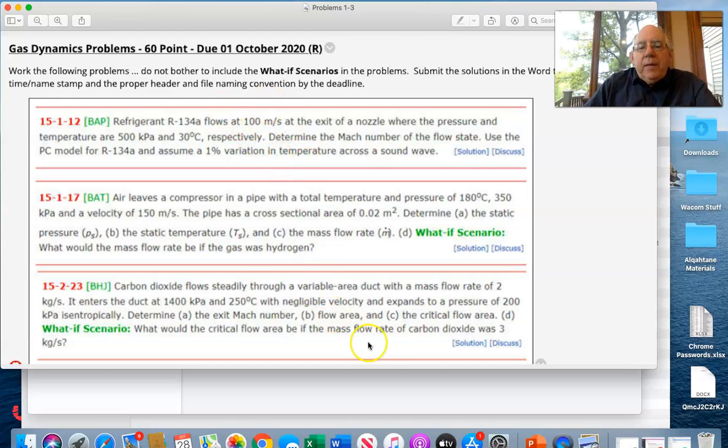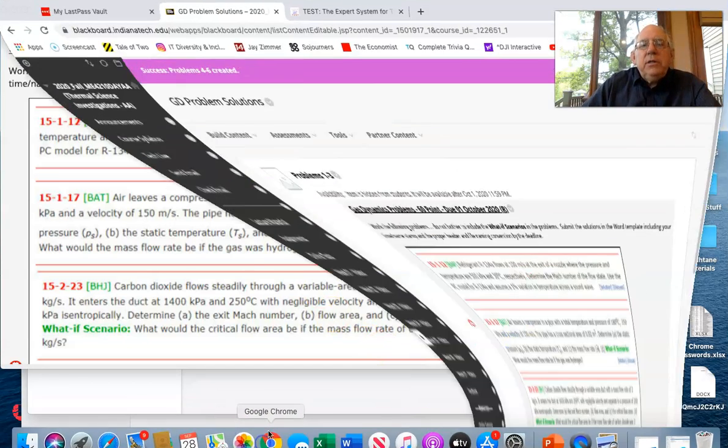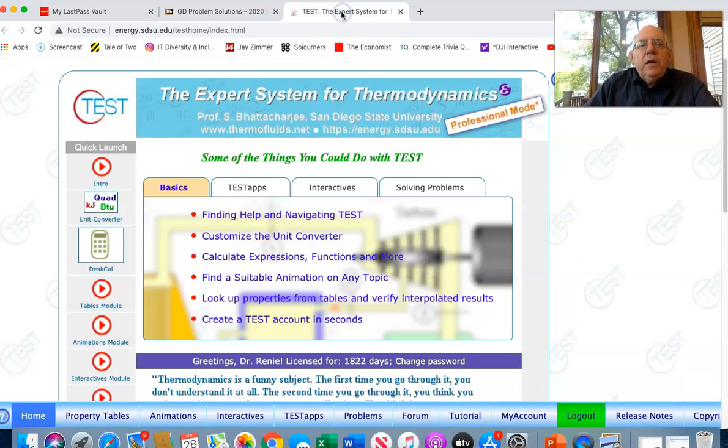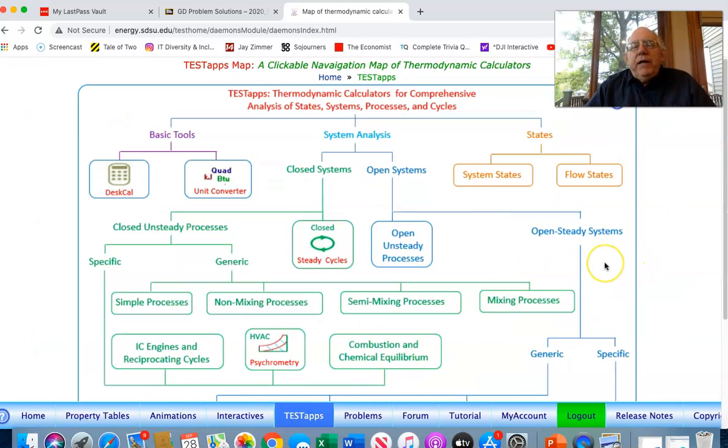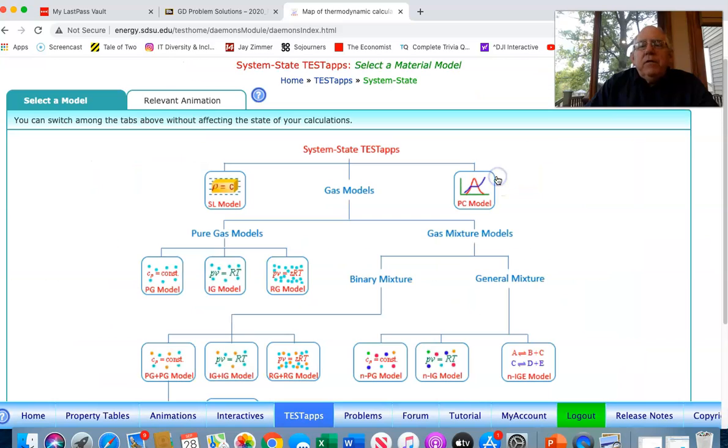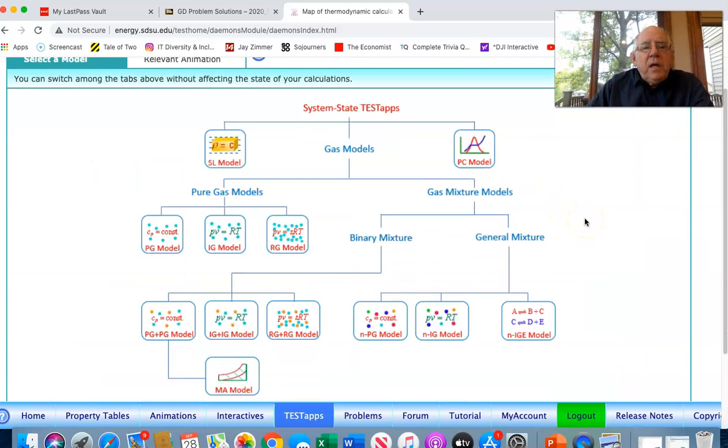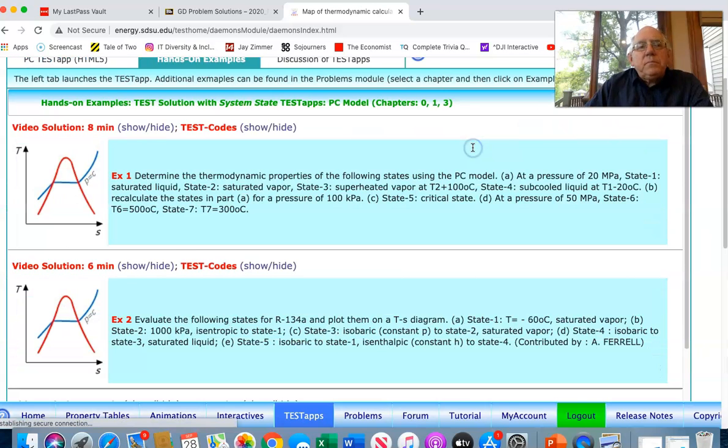And so with that, I'm going to go ahead and launch the software, the test software. And again, we're going to go into a test app that just represents the various flow states. And so in this particular case, I'm going to select system states. Again, it's going to be a phase change model.